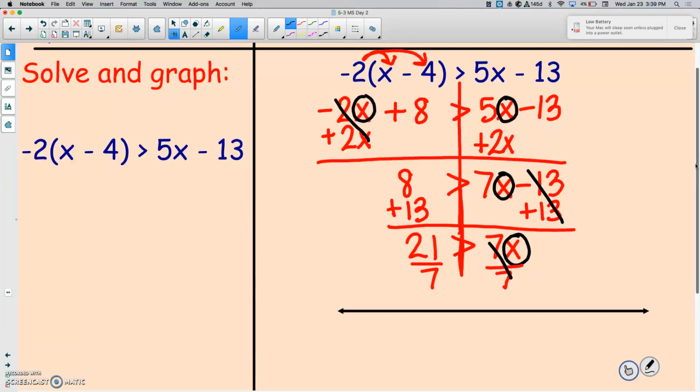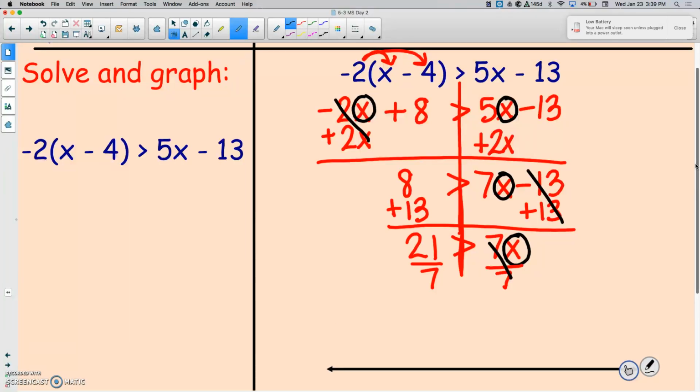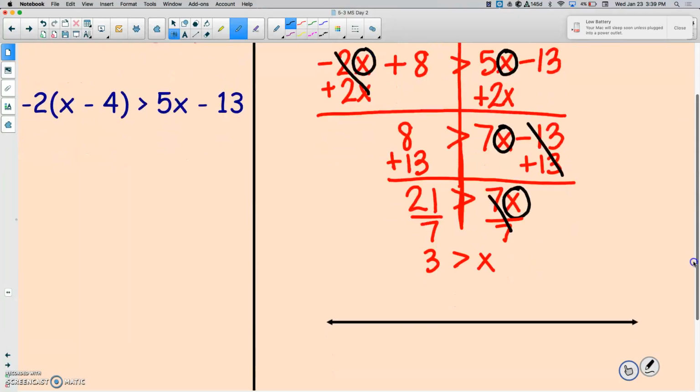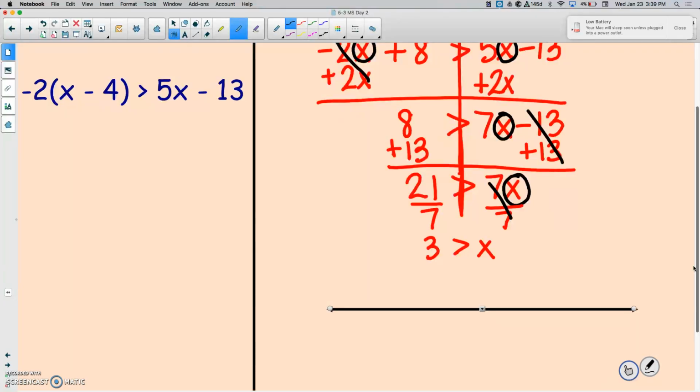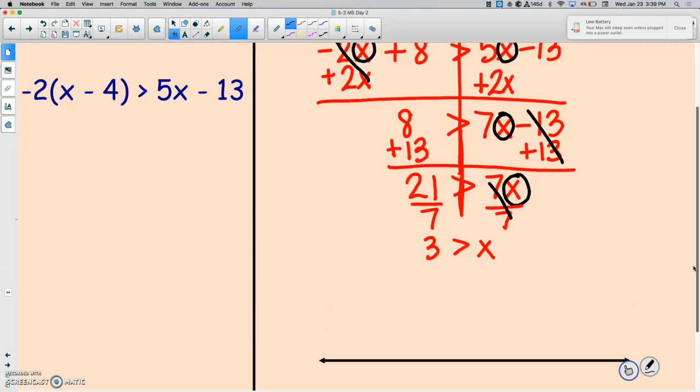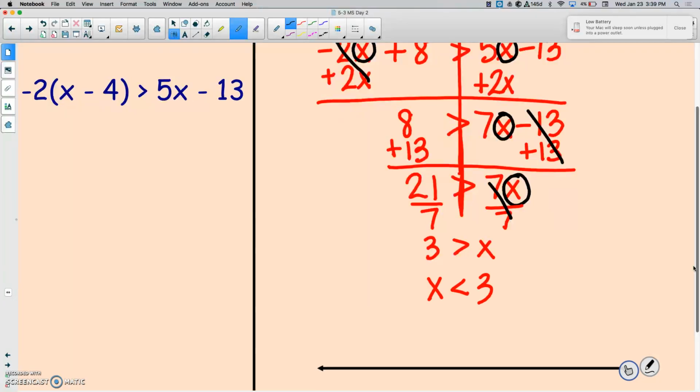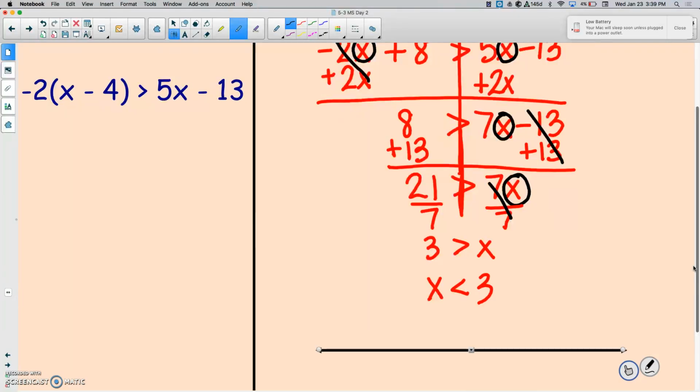So then I have 3 on the left-hand side. I have 3 is greater than x. Before I draw my graph, though, I'm going to reverse that. So instead of 3 is greater than x, I'm going to say x is less than 3. Remember, you want your variable on the left-hand side before you draw your graph on your number line.